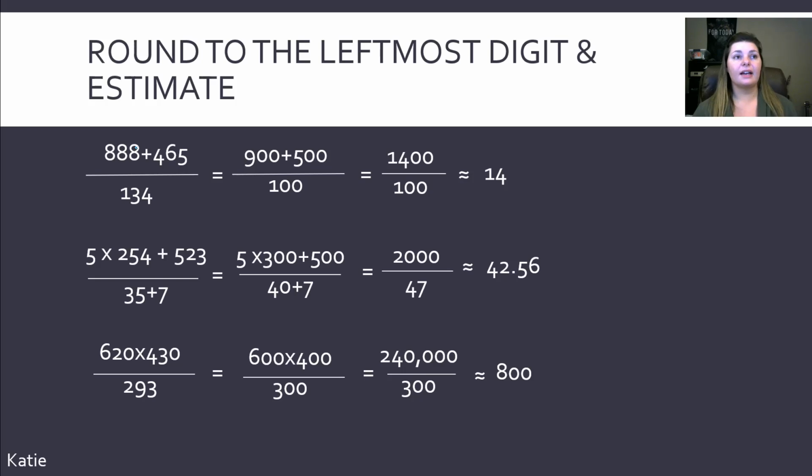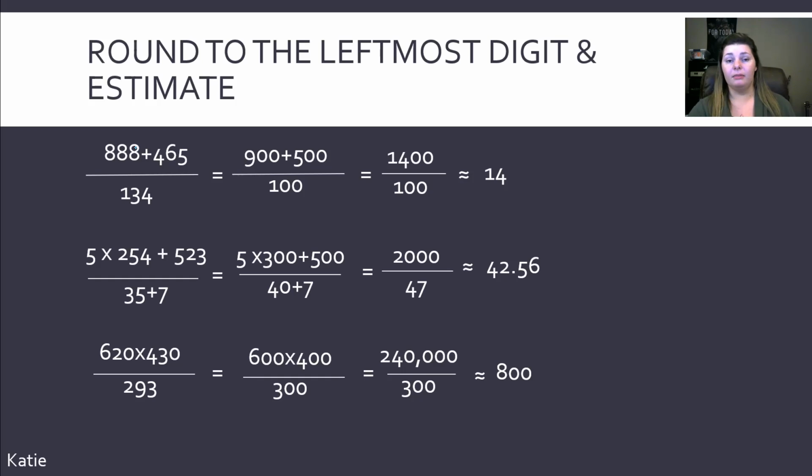So we round to 900 plus 465. So 465, that 6 is what? Over the 5, and of course there's a 5. So we're going to round up to 500.